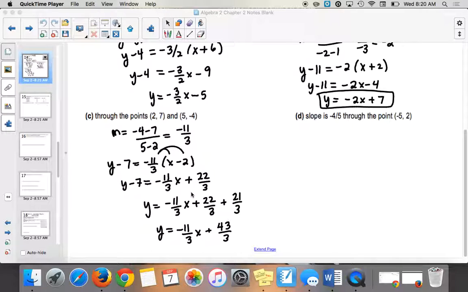More examples in this section, and then we'll answer some questions from the homework. So D says the slope is -4/5 through the point (-5, 2). So we learned point slope form yesterday.